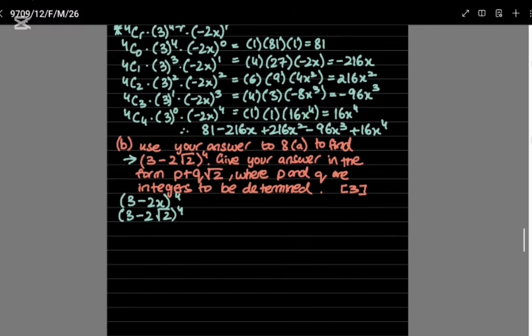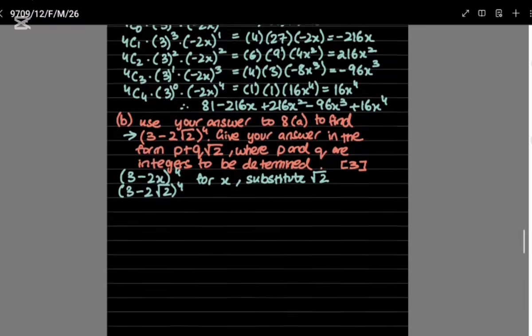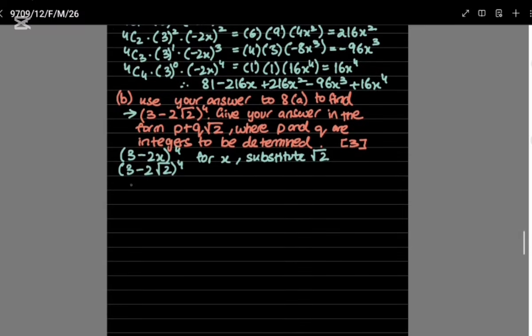Did you notice something? Instead of x, we substitute root 2. That's it. And we have already found the completed version of it, which is 81 minus 216x plus 216x squared minus 96x cubed plus 16x to the power of 4.